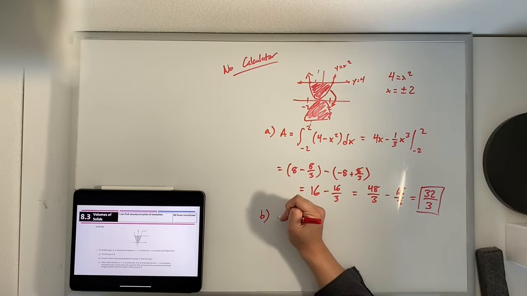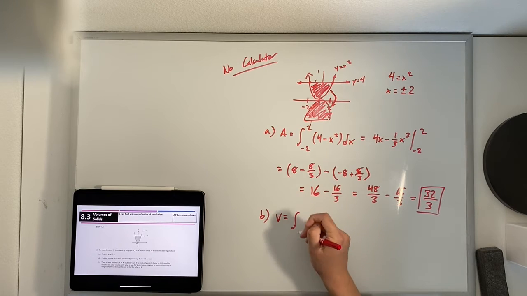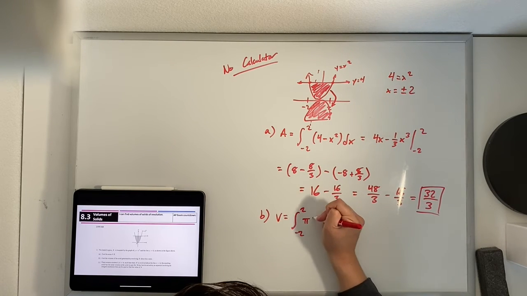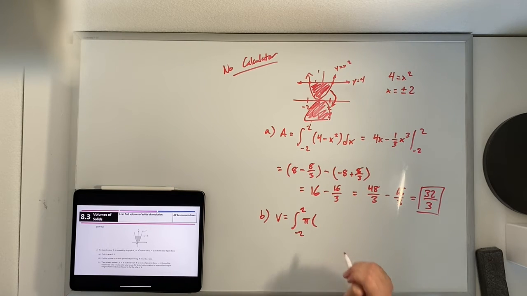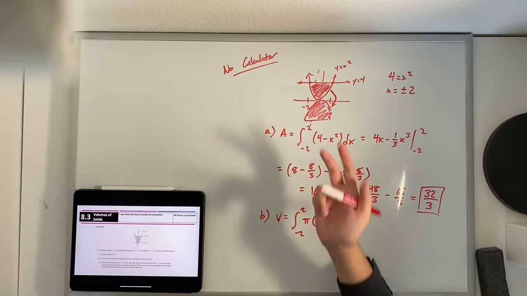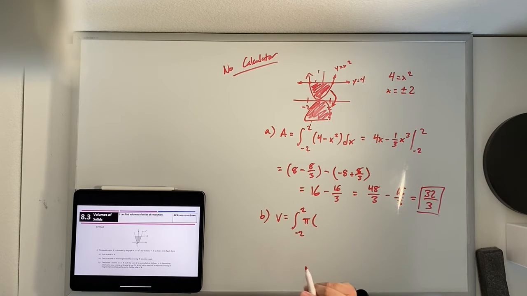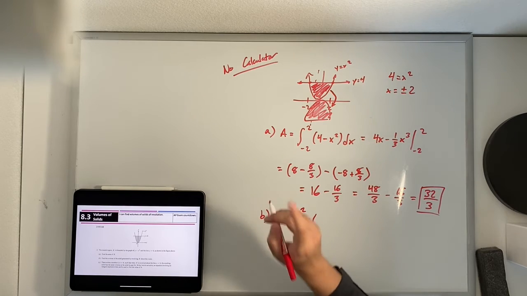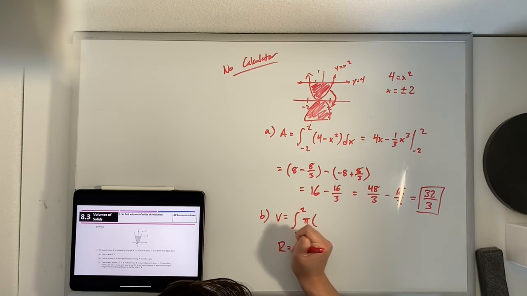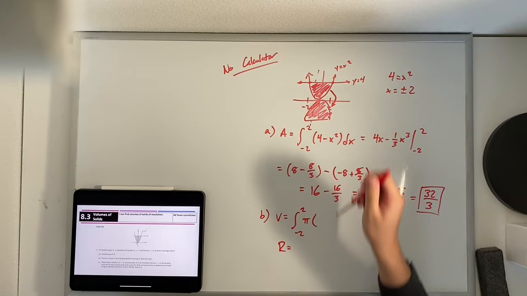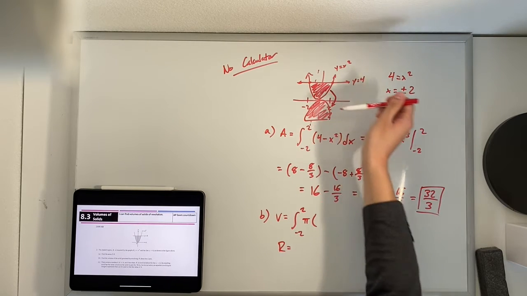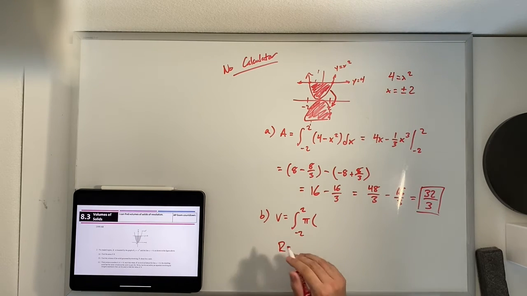That means our volume is the integral from, same limits of integration, -2 to 2, of pi times, we need big R squared minus little r squared, and we're revolving about a horizontal line, which means we are integrating with respect to x. Okay, so big R. Big R is standing on our axis of revolution. Which function is furthest away? Okay, that is 4. Okay, so we have 4.